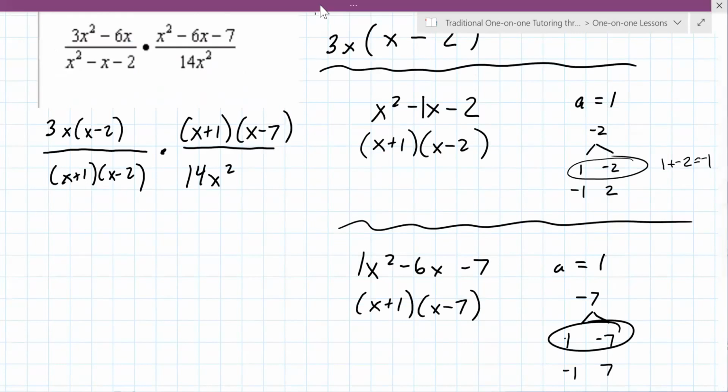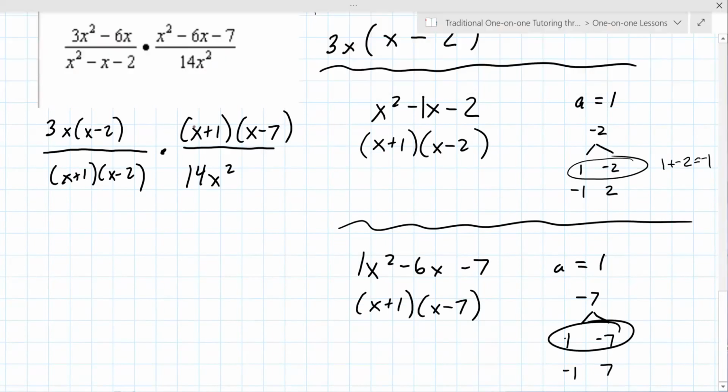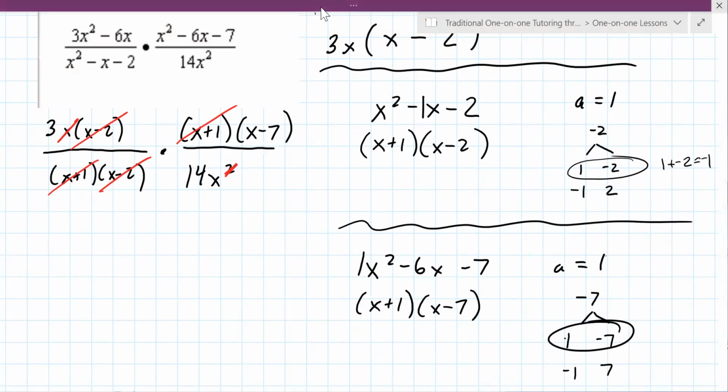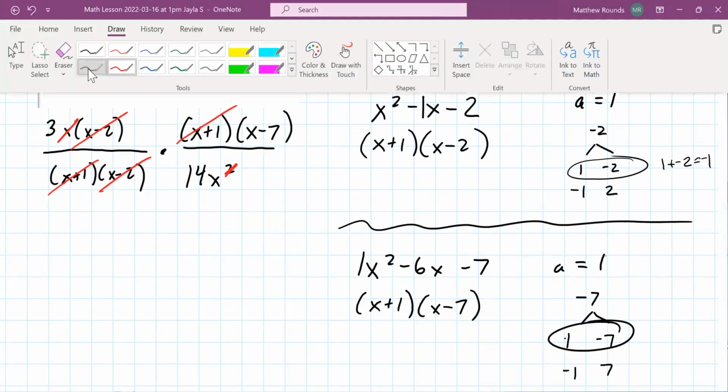And now the part that most students like, it's the canceling. So x minus 2 cancels with x minus 2, x plus 1 cancels with x plus 1. There's an x here and there's an x squared here. So this 1x cancels with this exponent. And so the last step is to rewrite what's left over.